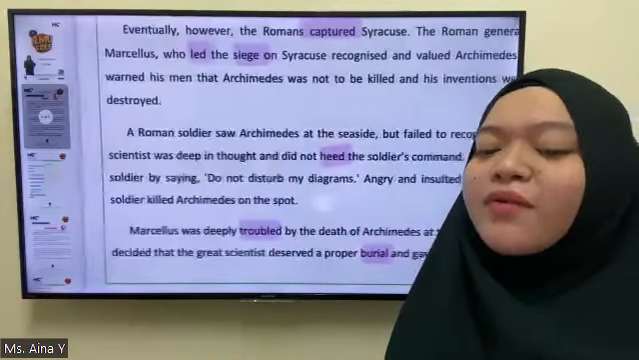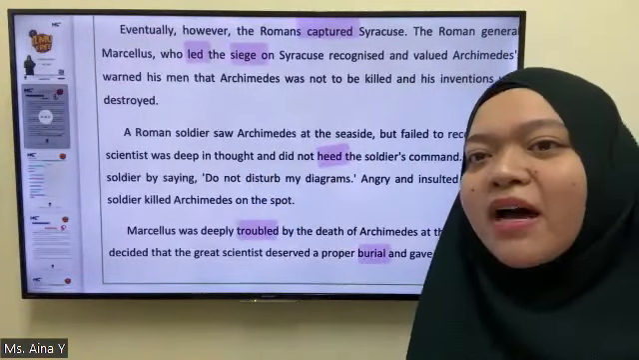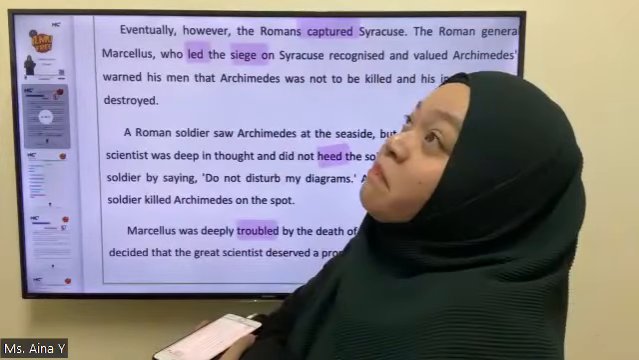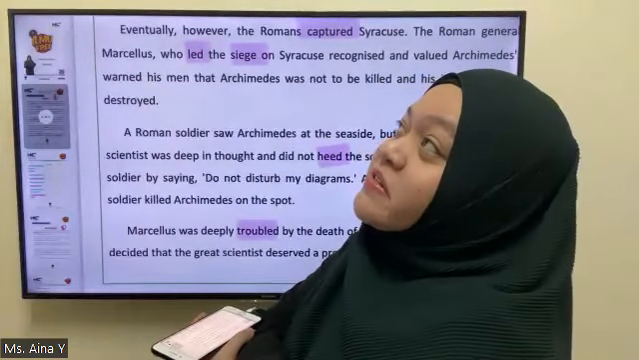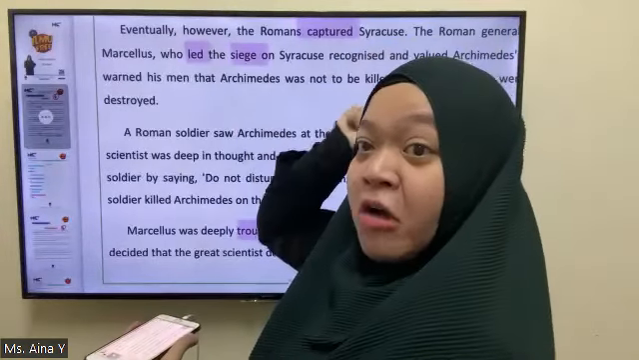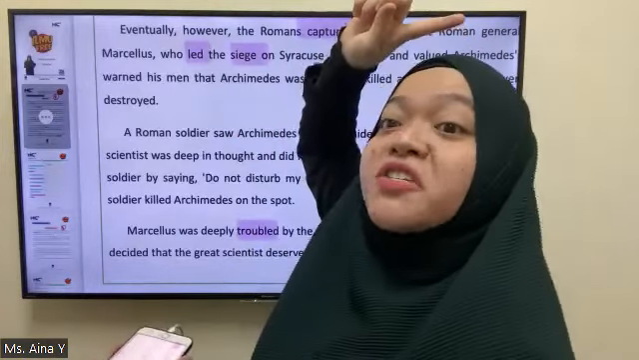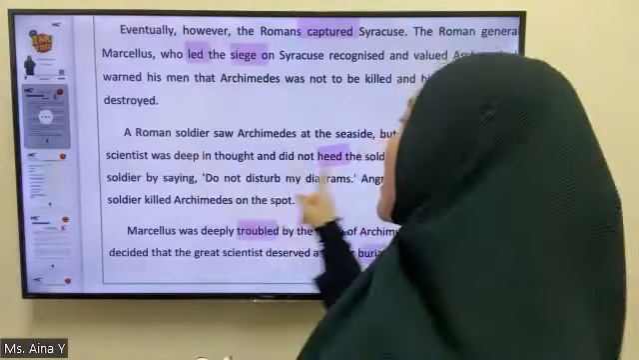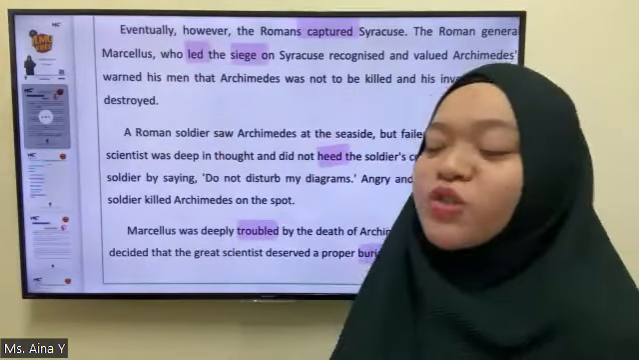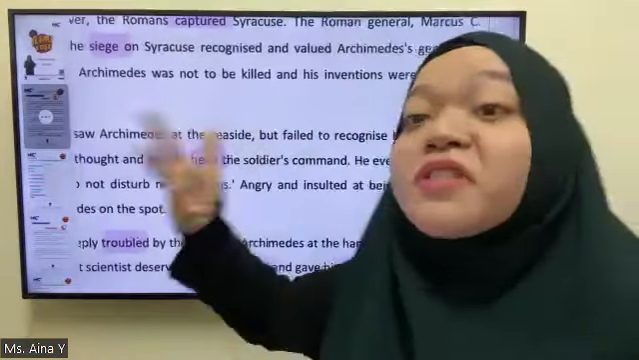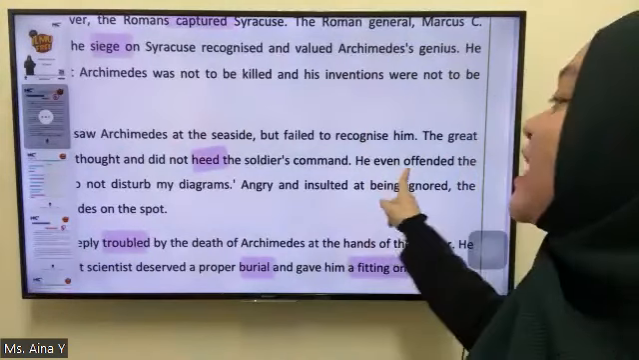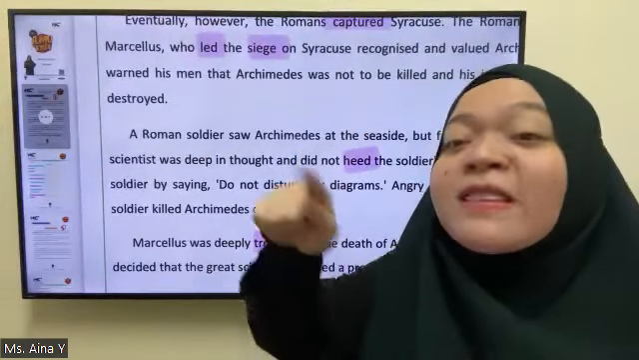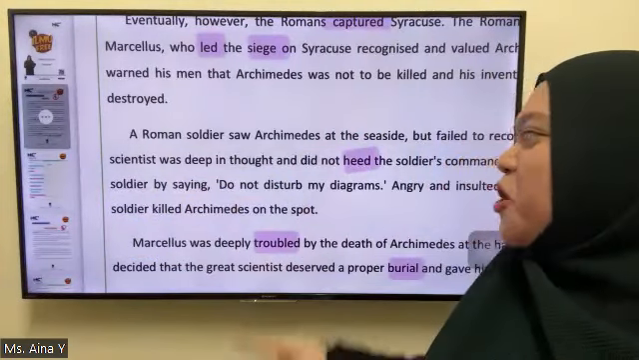So the great scientist was deep in thought and did not heed the soldier's command. So Archimedes ni tengah duduk dekat tepi pantai, senang cakap tengah berangan atau tengah berfikirlah. Dia macam, nak makan apa lah kejap lagi? KFC ke Pizza Hut? Jadi bila dia tengah termenung, dekat belakang dia ada the Roman soldier, bagi dia arahan. But then Archimedes did not heed. Tak dengar, tak peduli pasal arahan Roman soldier tu tadi. What else did Archimedes do? He even offended. Dia buat orang tu rasa sentap lah. Roman soldier tu. Apa dia cakap? Do not disturb my diagrams.